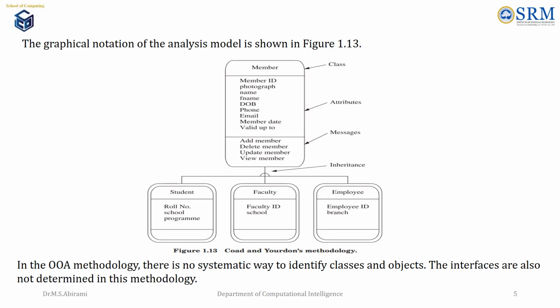In this library management system, there are 3 kinds of members: a student member, a faculty member, and an employee. For the student member, the attributes are roll number, the school they belong to, and the program. For faculty, the faculty ID and school have to be mentioned. For employee, the employee ID and the branch have to be mentioned.